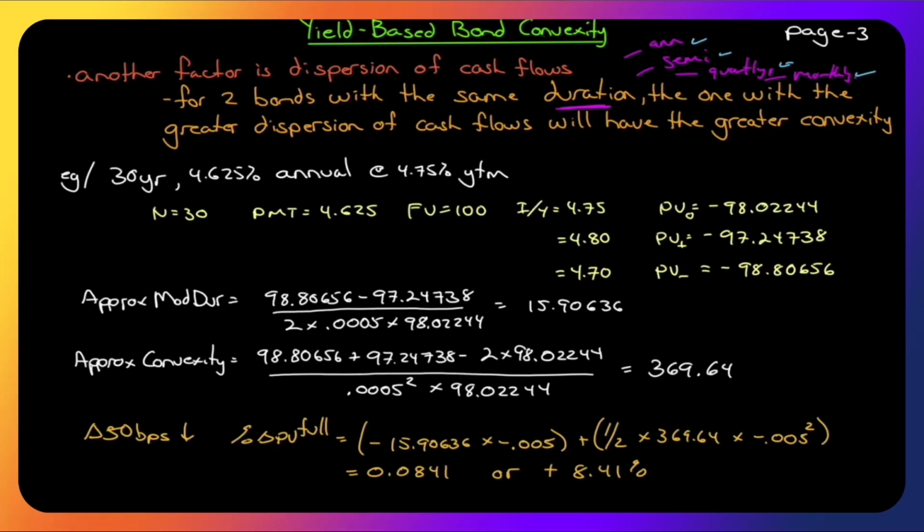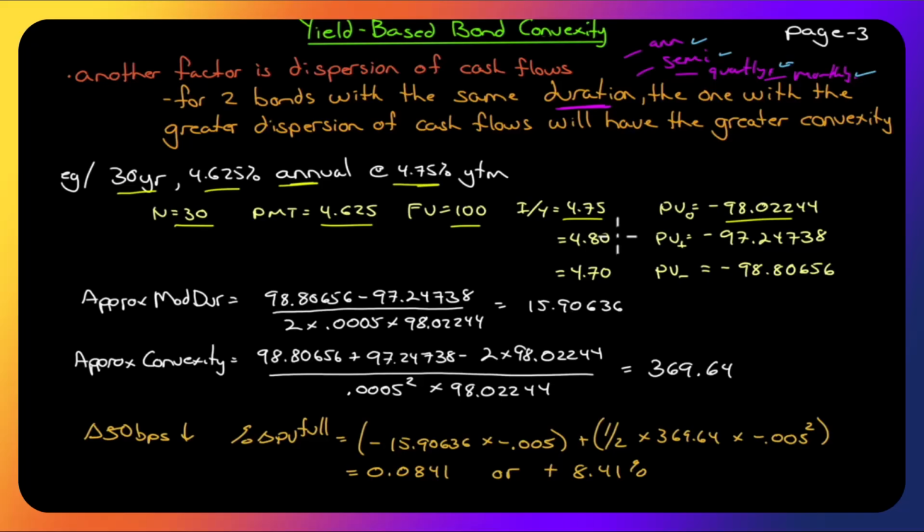All right, let's put this to the test. Let's calculate the change in the price of a bond, accounting for both the linear and the second order effect. Let's take a 30-year, 4.625% annual coupon bond yielding 4.75. Right away, I know I got a discount bond, right? N is 30, payment 4.625, future value is 100. There's my interest rate factor. There's my present value. That's PV naught.